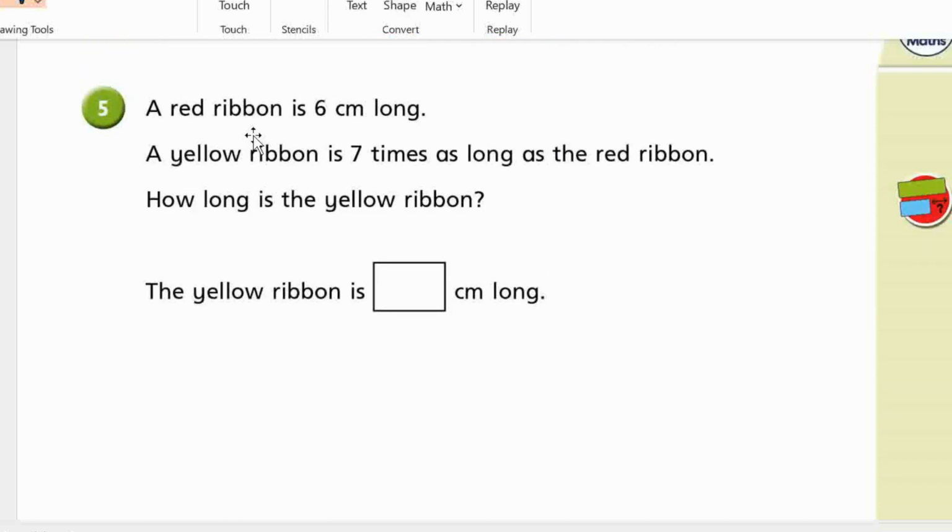Right. A red ribbon is 6 centimeters long. A yellow ribbon is 7 times as long as the red ribbon. How long is the yellow ribbon? So first of all, what do we have to do? How do we work it out?